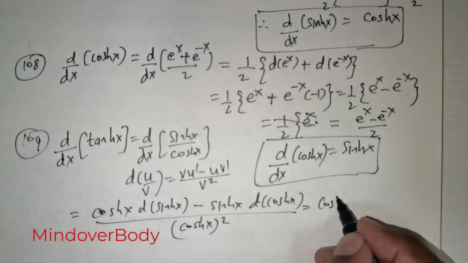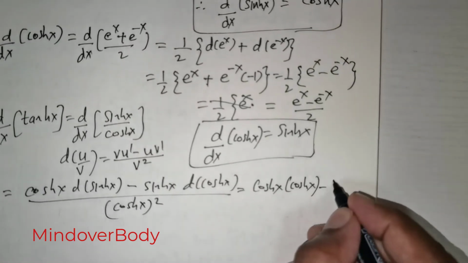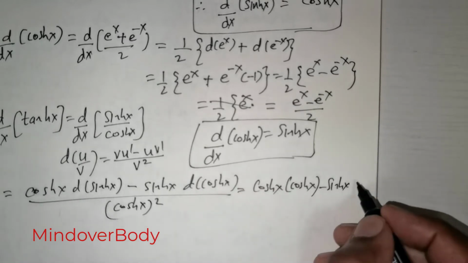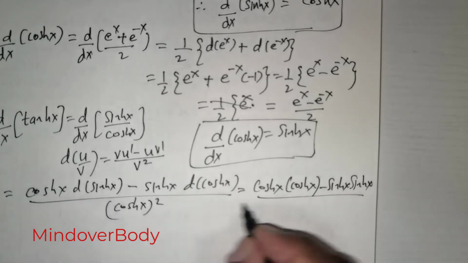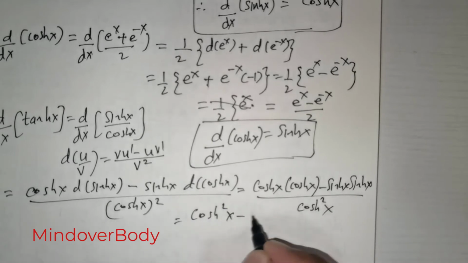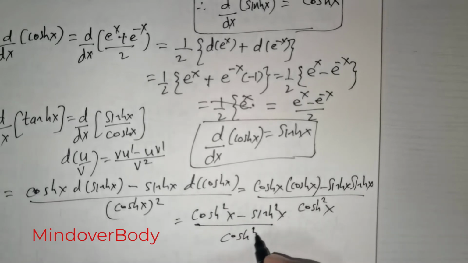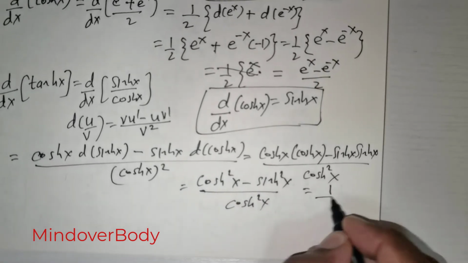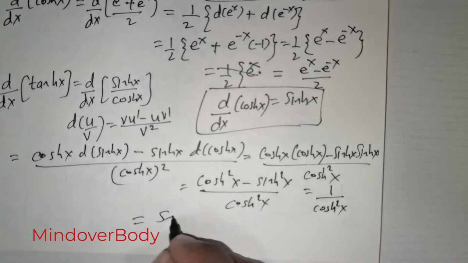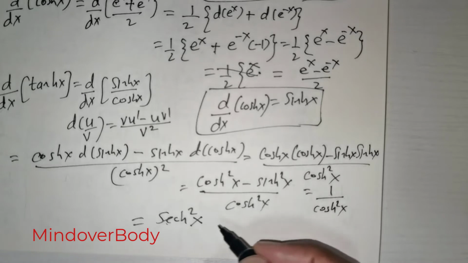This is equal to cosh x, differential of sinh x is cosh x, followed by negative sinh x, differential of cosh x is sinh x, divided by cosh x whole squared is cosh squared x. Cosh x times cosh x is cosh squared x, negative sinh x times sinh x is sinh squared x, divided by cosh squared x. Cosh squared x negative sinh squared x is 1 over cosh squared x. 1 over cosh squared x is nothing but hyperbolic secant squared x, or sech squared x.